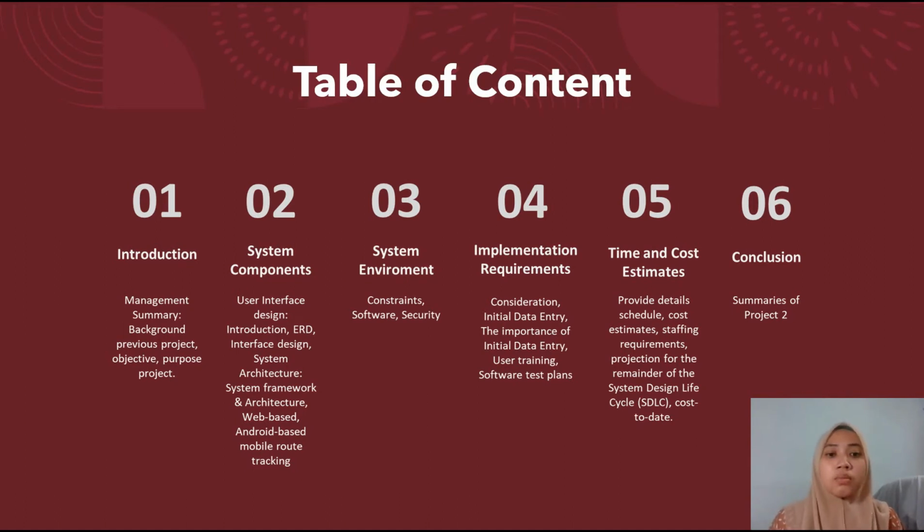web-based and web-based mobile route tracking. Number 3 is system environment, constraints, software and security. Number 4 is implementation requirements, which are the consideration, initial data entry, the importance of the initial data entry, user training, and software test plans. Number 5 is time and cost estimate, which provides a detailed schedule, cost estimate, staffing requirement projection for the remainder of the system design life cycle, SDLC, and cost to date. And lastly is the conclusion, where we summarize Project 2.